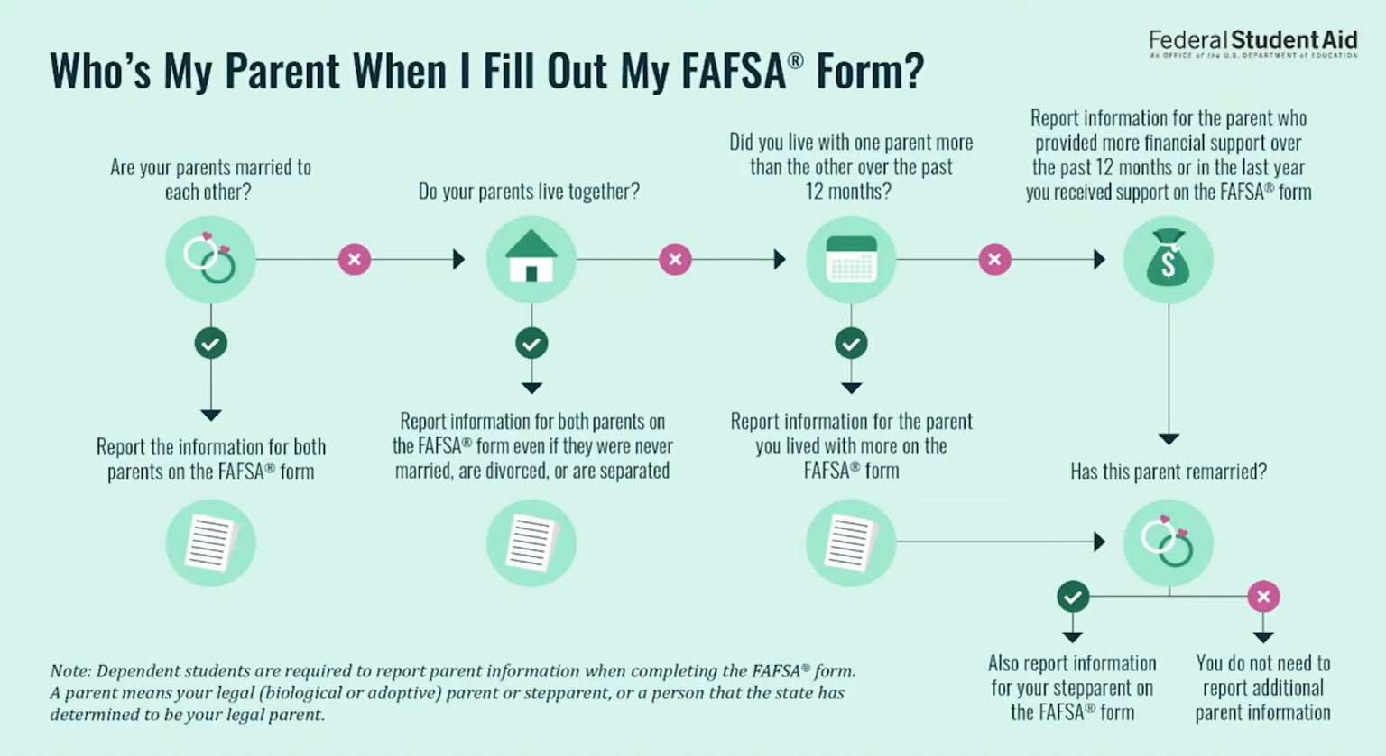I mentioned earlier that if you are a dependent student, you'll have to report both you and your parents' information. However, if you are an independent, you will be filling out the FAFSA with your own information, so not your parents' information. Depending on your household circumstance, the parent information may change, and that's okay. If you have any more questions on this, more information is linked below, but here's a graphic provided by the Federal Student Aid. You can pause the screen if needed.